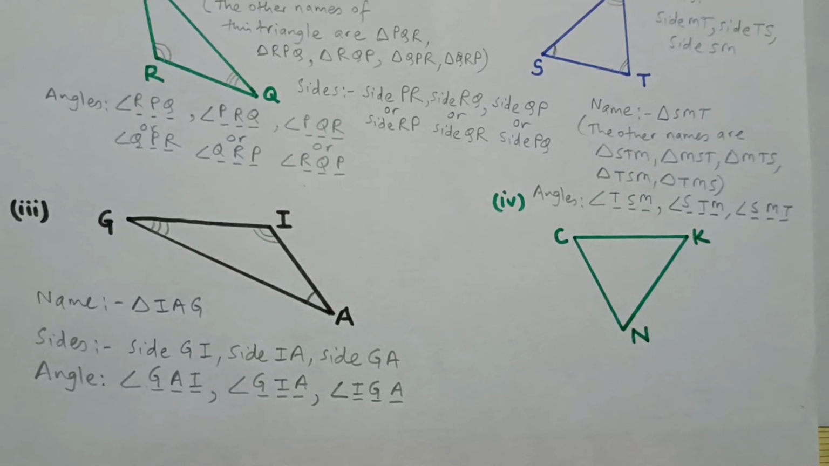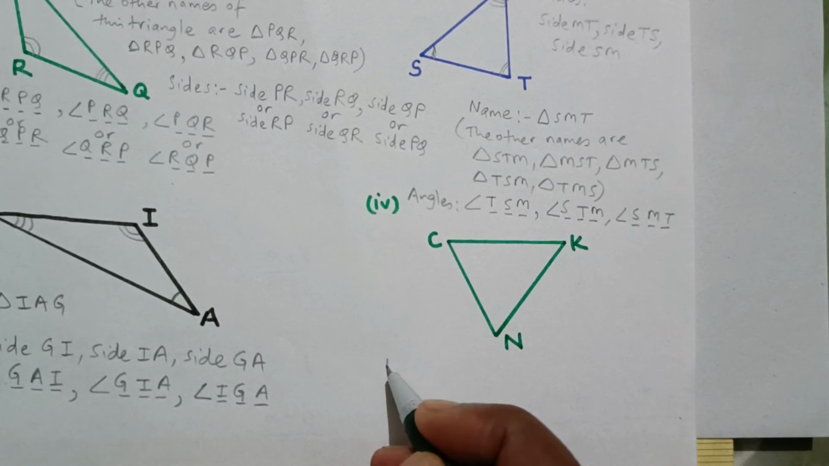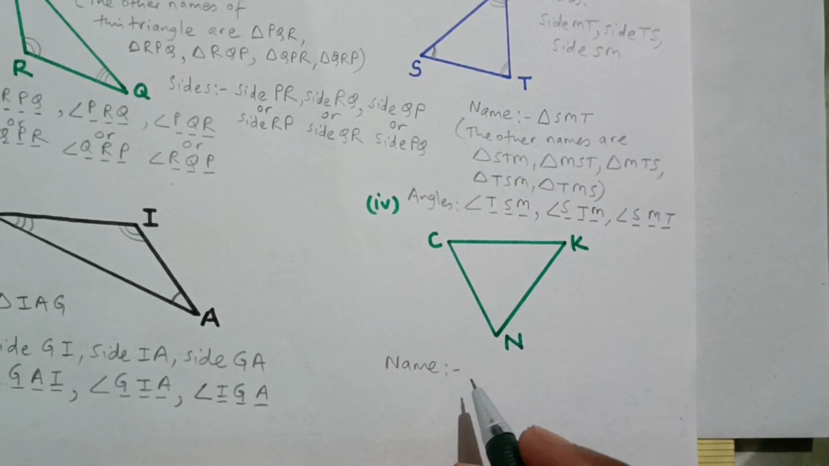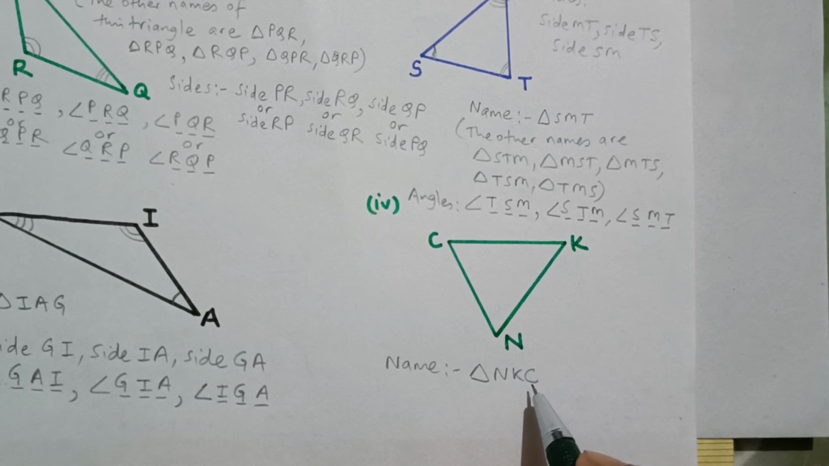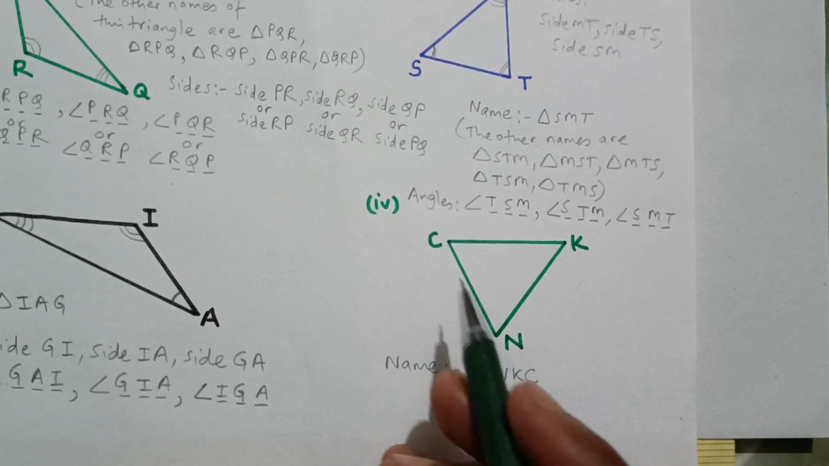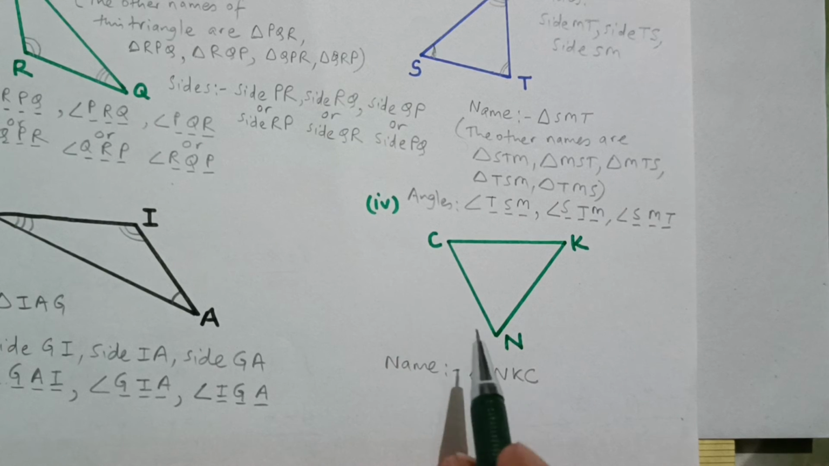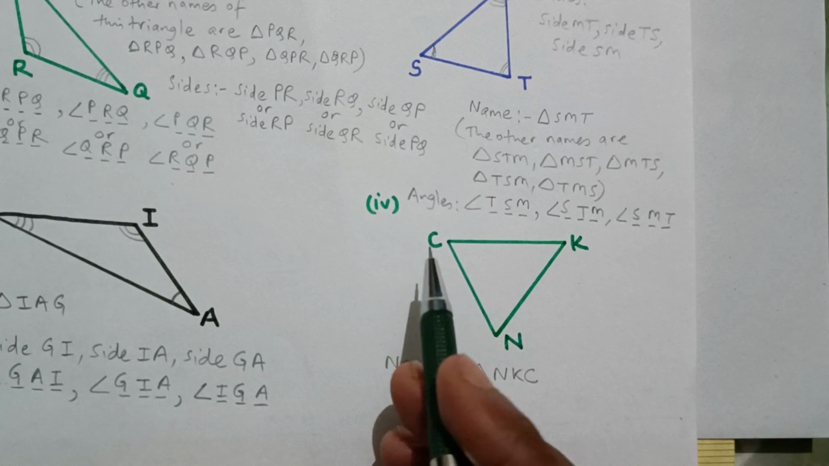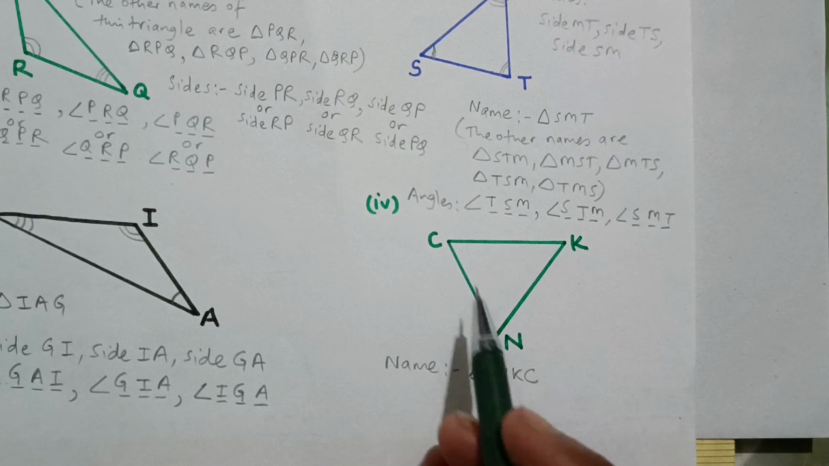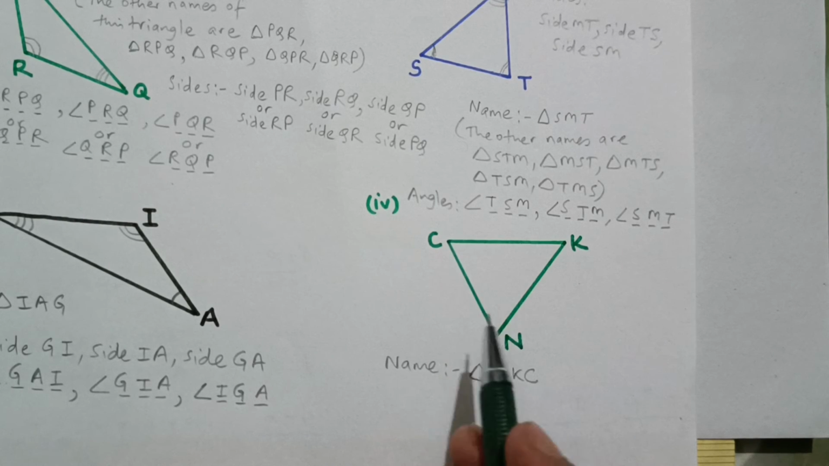Now let us go to question number 4. The last triangle. So what is the name of this triangle? I will call this triangle triangle NKC. But you can call this triangle by other names also. You can call it triangle NCK or triangle CKN or triangle CNK or triangle KCN or triangle KNC. You can call it by any one of these names. Here I am calling this triangle triangle NKC.